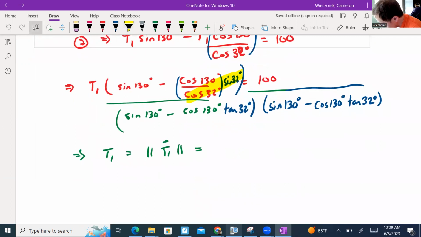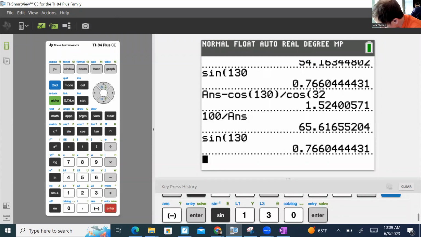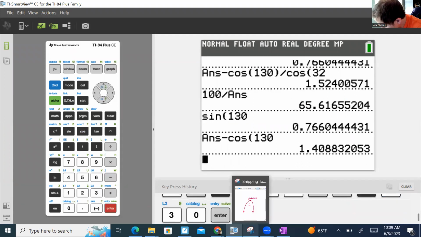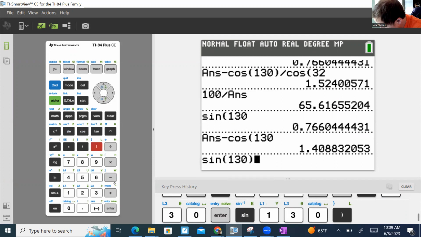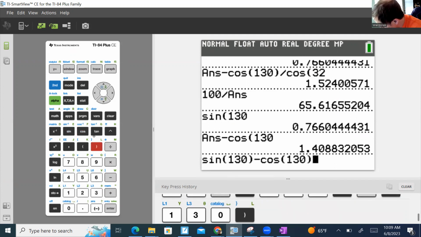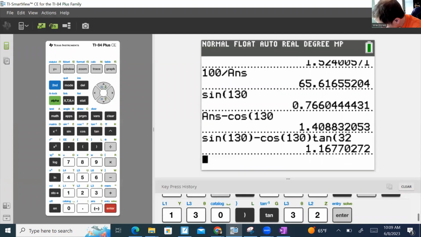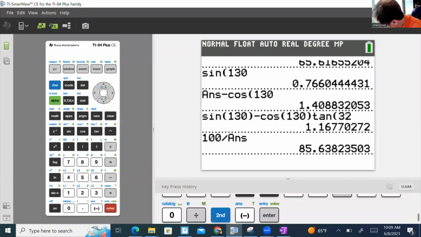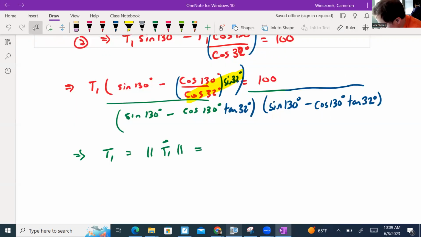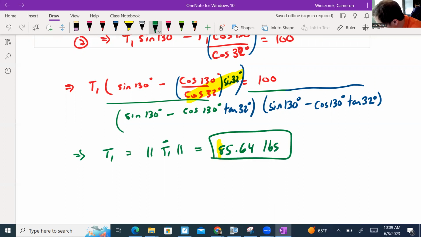So if we do 100 divided by, so we had sine 130 minus cosine 130, mess it up. Sine 130 minus cosine 130 times tan 32. And then I do 100 divided by that. There we go, 85.64 pounds. Okay, so that's the magnitude of tension 1 in the first wire.